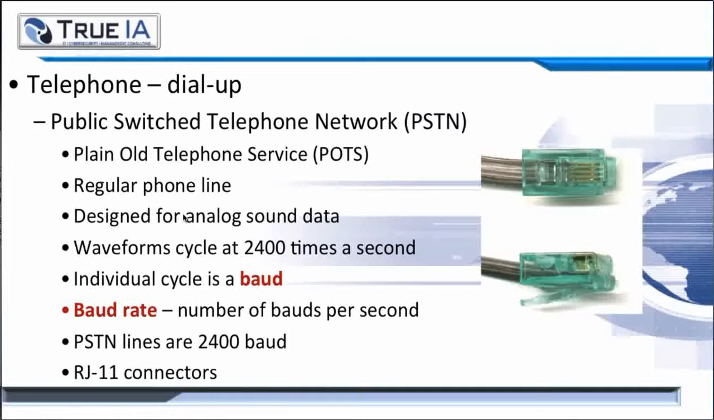So with dial-up, you're using the PSTN, or the Public Switch Telephone Network. This is your POTS line, regular old phone. It's designed for analog sound data. Each individual cycle is clocked in what's identified as bauds, and that line has a particular baud rate. PSTN lines are 2400 baud. You'll use an RJ11 connector to connect to your plain old telephone line. I think you probably know that by now.